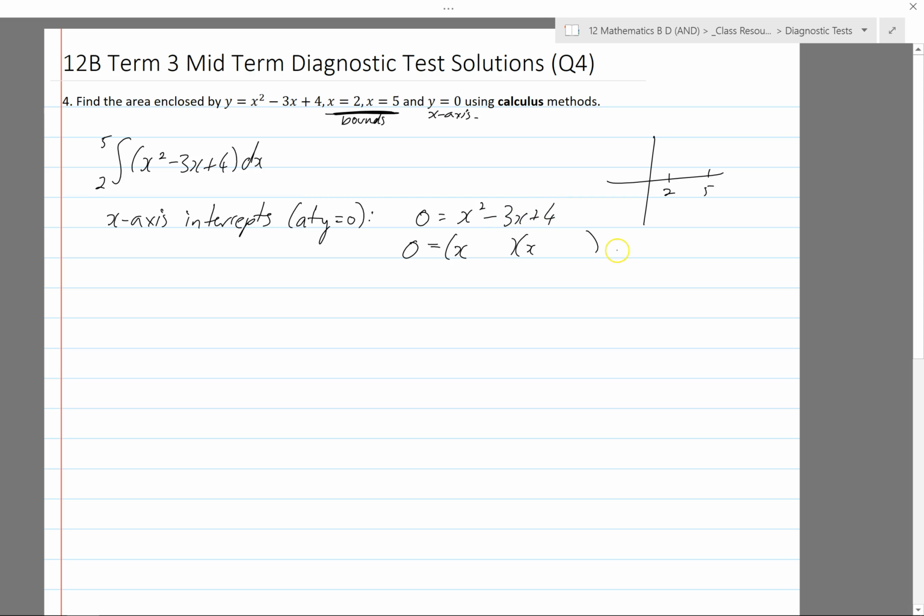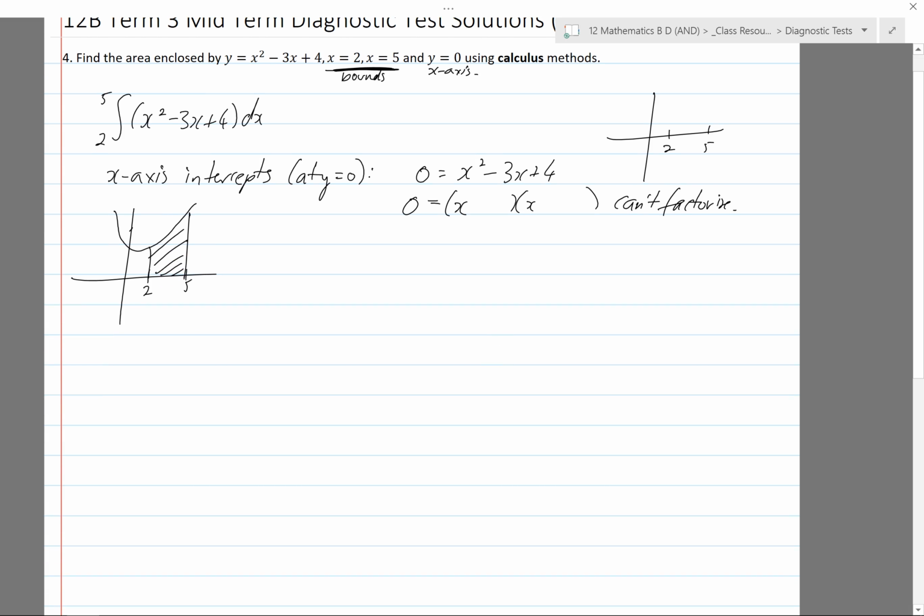Okay, no real roots, so it's all good. I can just integrate in one go. Okay, because essentially my function looks something like this. I'm integrating between 2 and 5 and the y-axis, correction, the x-axis. So I'm trying to find this physical area. Okay, so this is a bit of a gimme problem.